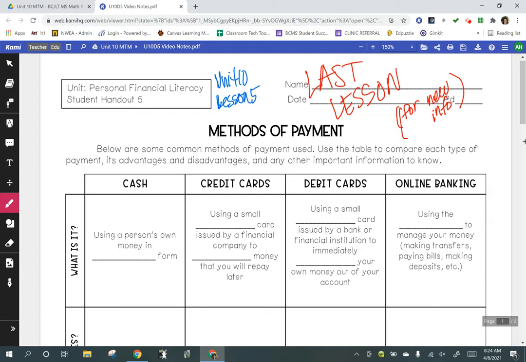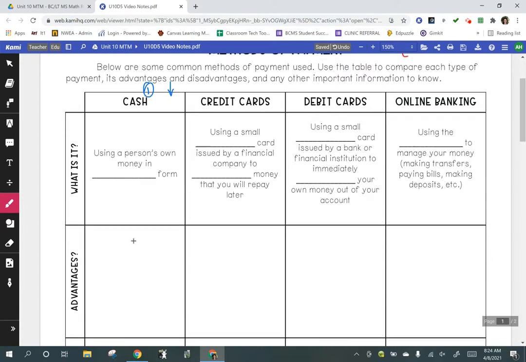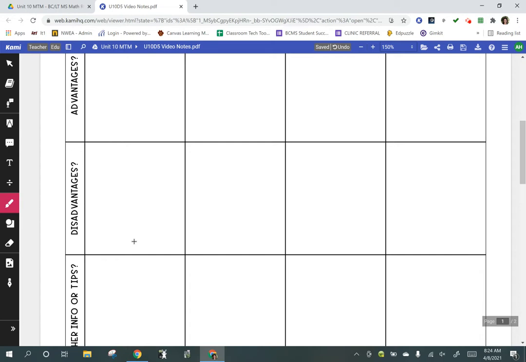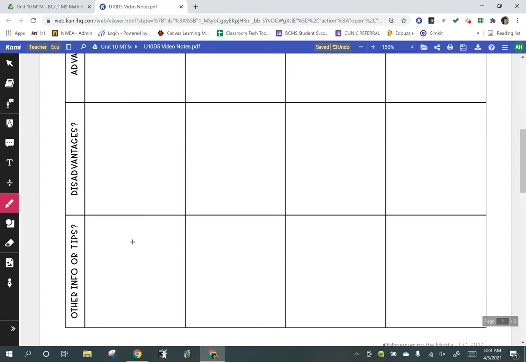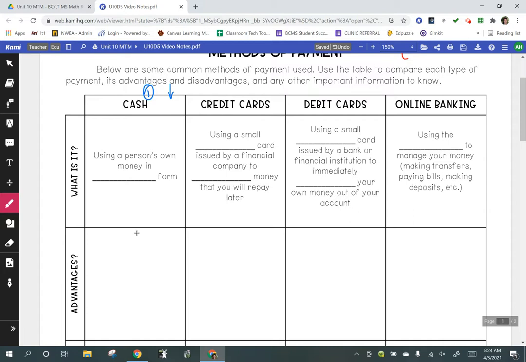And we're going to use the table to compare each of those types of payments and their advantages, disadvantages, and any other important information to know about those. Okay. So, what we're going to do is we're going to talk about each one of these individually. So, we'll be actually moving down the paper. So, I'm going to have to do quite a bit of scrolling. So, I'm sorry if it makes you a little dizzy. So, the first thing we're going to talk about is what it is. And then we're going to talk about advantages, disadvantages, and just some other info or tips about that type of payment. All right. So the first one is cash.